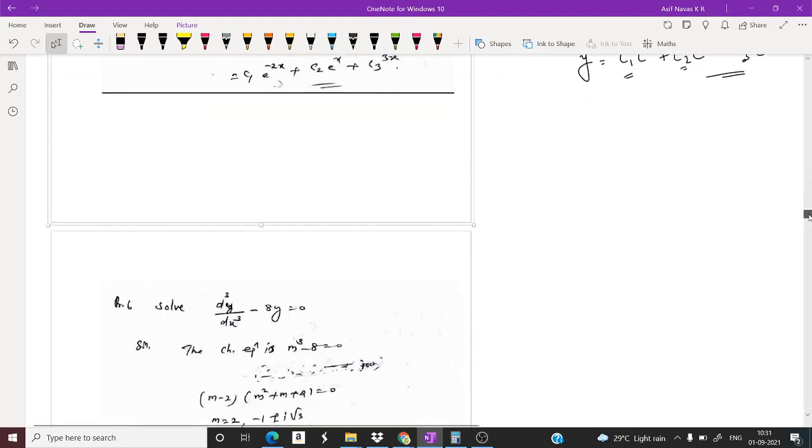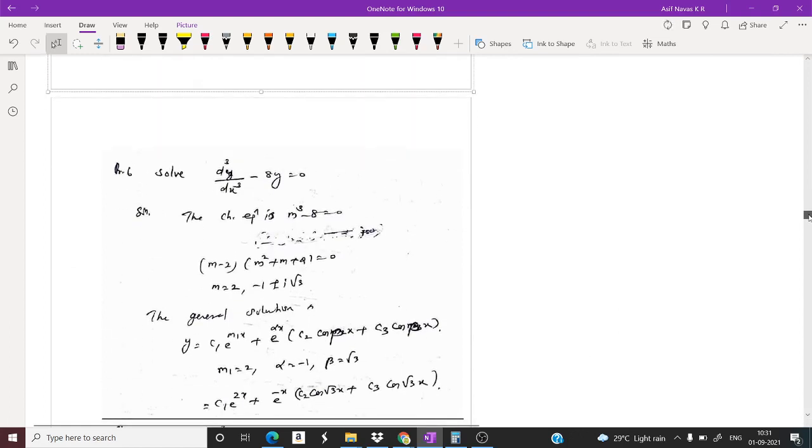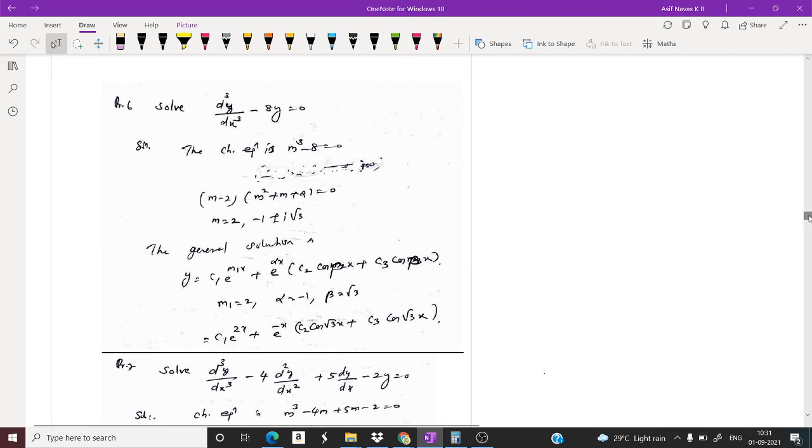Now let us do this problem. Here there are complex roots, and this is also a direct problem. Here also complex roots and a real root are given. So we will do this: d cube y by dx cube minus 8y, that is y triple dash minus 8y is equal to 0. So in symbolic form, it is D cube minus 8 y is equal to 0.